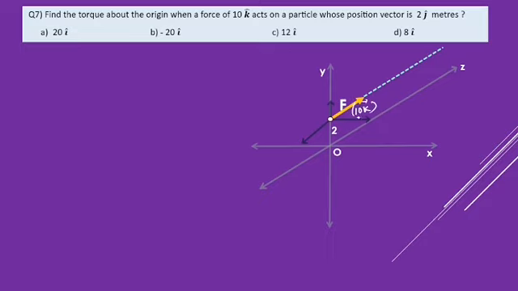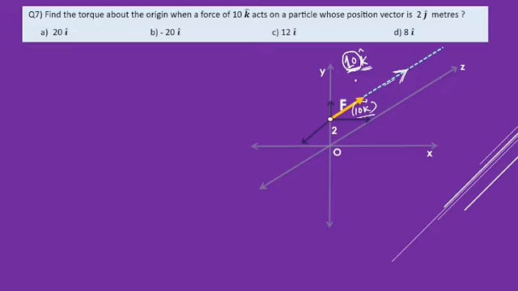So the magnitude of force is 10k. Let's split it into 2. 10k means 10 is a number, and k is the vector here. Since only k is there, no i and no j, it means this is acting in the k direction, or rather in the z axis direction. And the magnitude of this is 10, which is the value of the force.